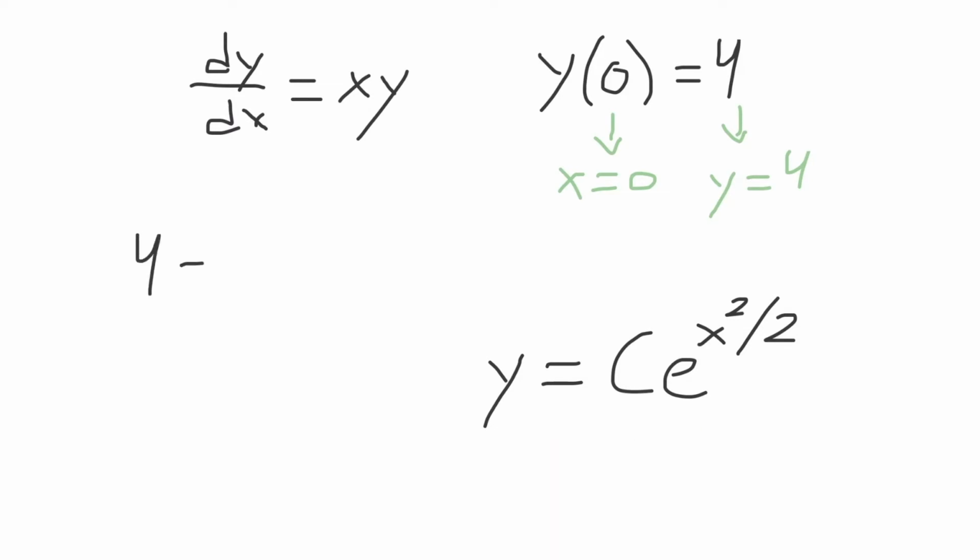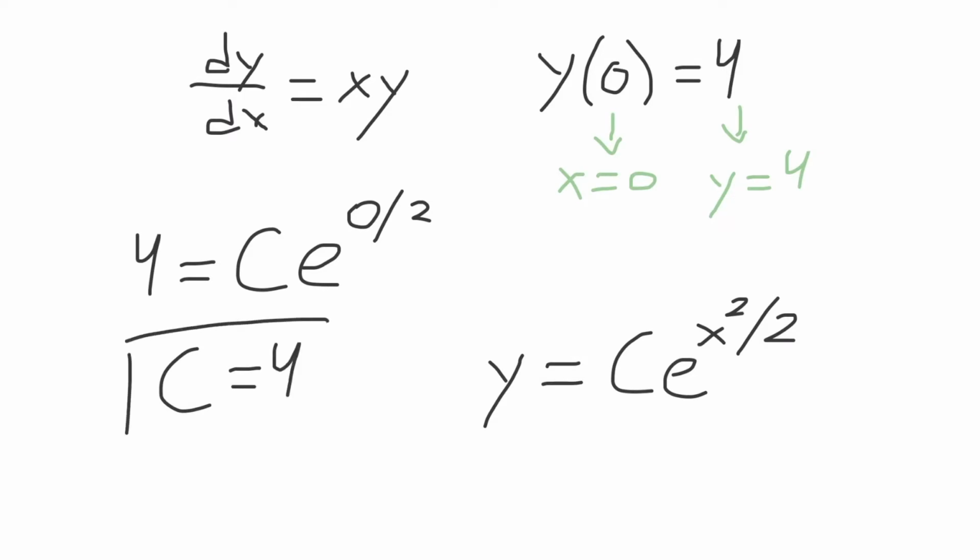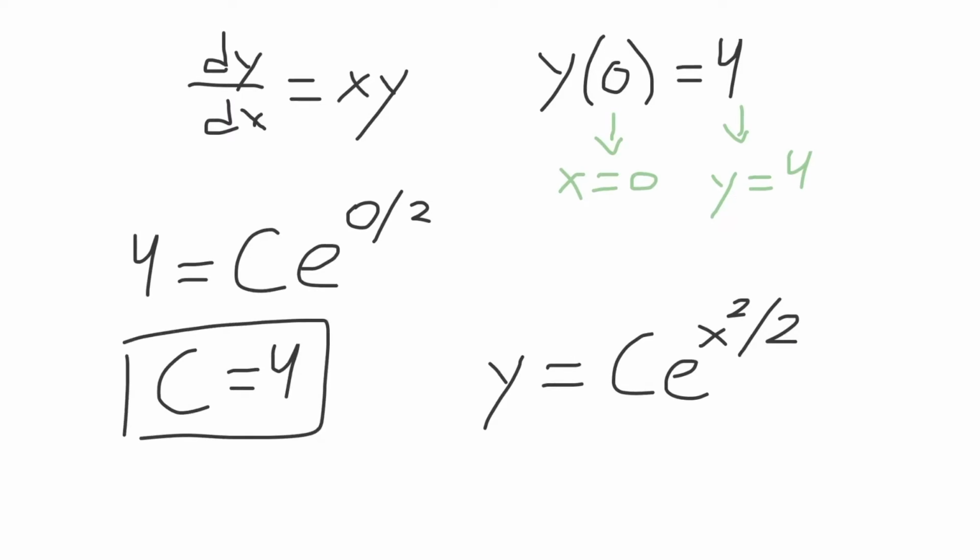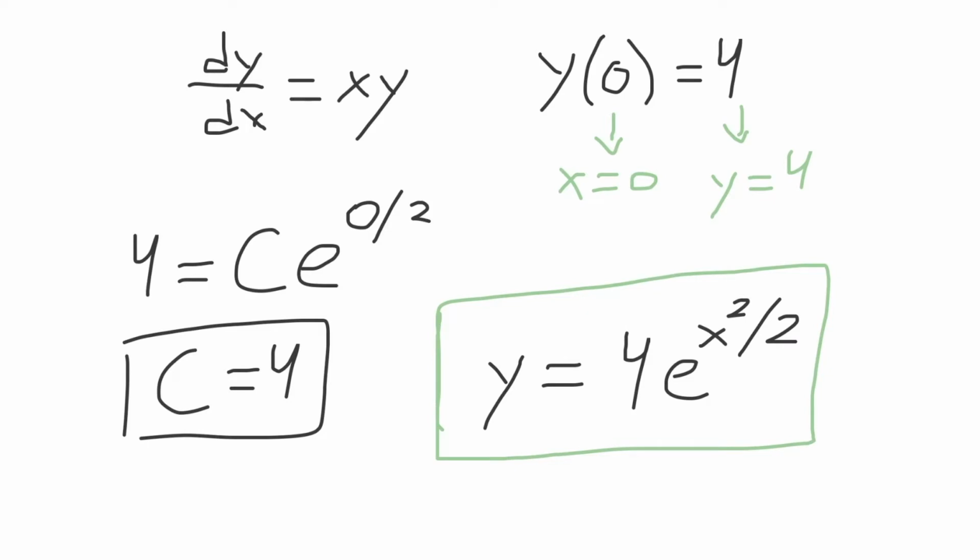Y is 4. We can say that equals c, which we're solving for, times e raised to the 0 over 2. 0 over 2 is 0, and e to the 0th power is 1. So we're left with c equals 4. Now that we have c, all we have to do is just plug it in over here. So we can just erase our c and put in our 4, and this gives us a nice little particular solution to this differential equation.